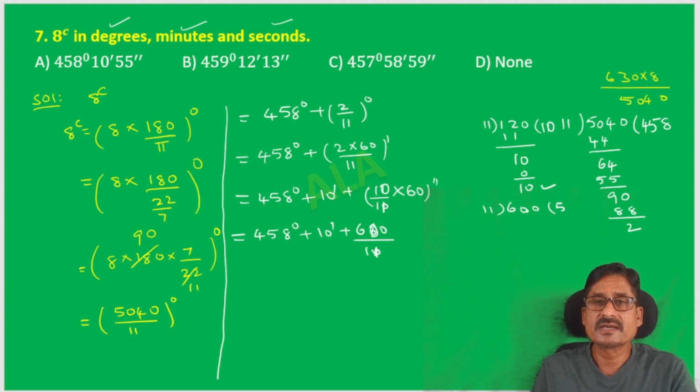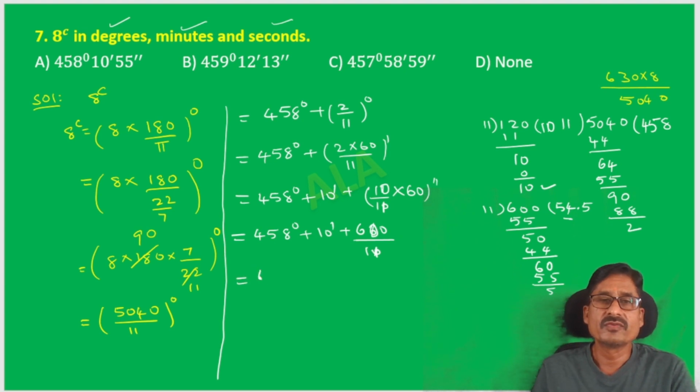11 5s 55. Remainder is 5. Again 0. Next 11 4s 44. What is that? 6. Here 6, 0 we take point. 11 5s 55. Then again 5 is there. Again 5 is there. Then we write this is converted into 55.